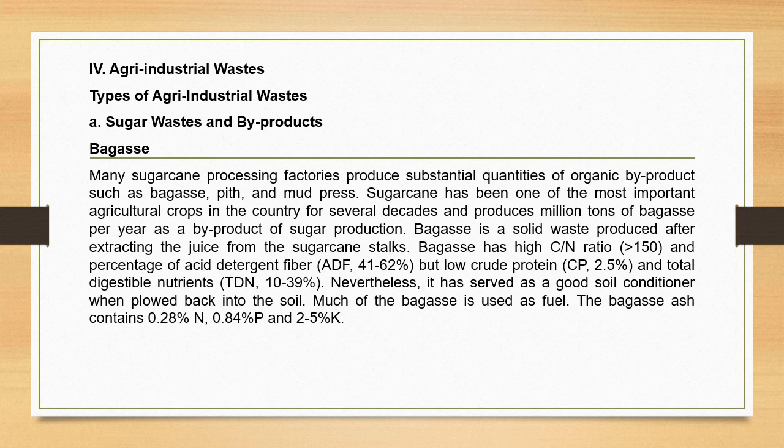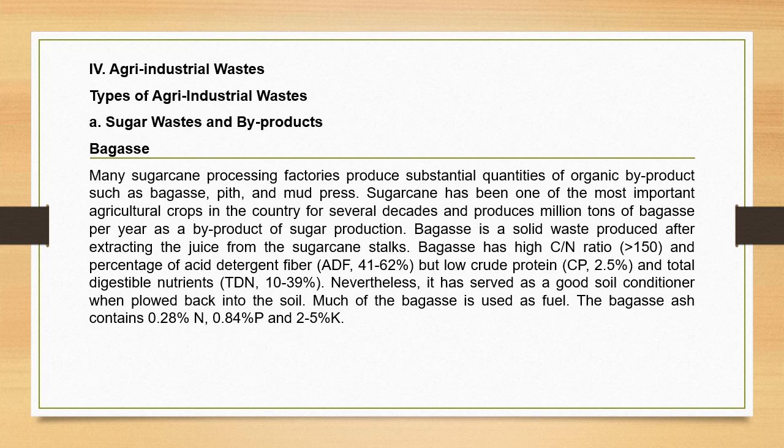Agri-industrial waste. Types of agri-industrial waste. So, sugar waste and byproducts. Bagasse. Many sugarcane processing factories produce substantial quantities of organic byproducts such as bagasse, peat, and mud press. Sugarcane has been one of the most important agricultural crops in the country for several decades and produces million tons of bagasse per year as a byproduct of sugar production.